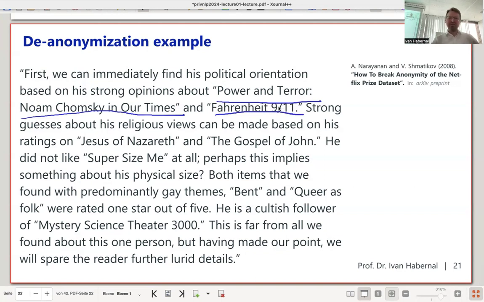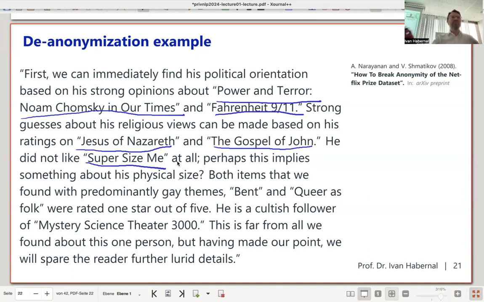Strong guesses about his religious views can be made based on his ratings of Jesus of Nazareth. So, of course, he's maybe religious, and the Gospel of John. Okay, so maybe he's religious, sort of left-wing religious is okay. Why not? He didn't like Super Size Me. Okay, I saw this. It's like the Big Mac thing, right? The guy is eating only Big Mac and everything. Yeah, it's a pretty scary movie actually, or documentary. So perhaps this implies something about his physical size.